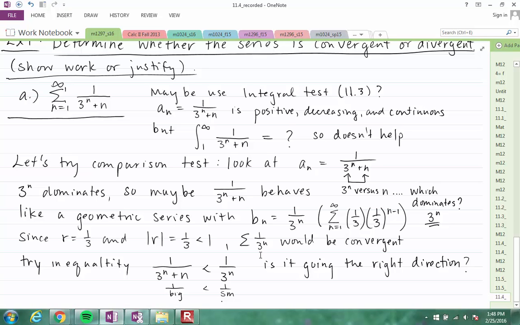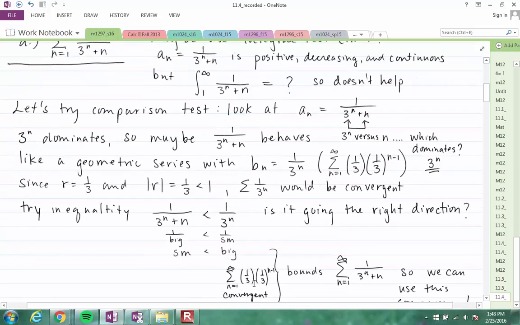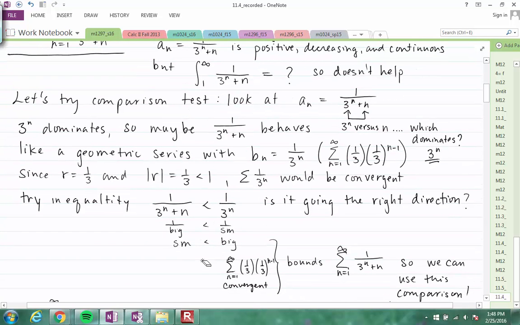So our b sub n is convergent. That's similar to our a sub n. We're kind of thinking that maybe this thing might be convergent as well. Let's see. So the inequality here, I'm actually going to erase part of what's here. I'm going to go through it.